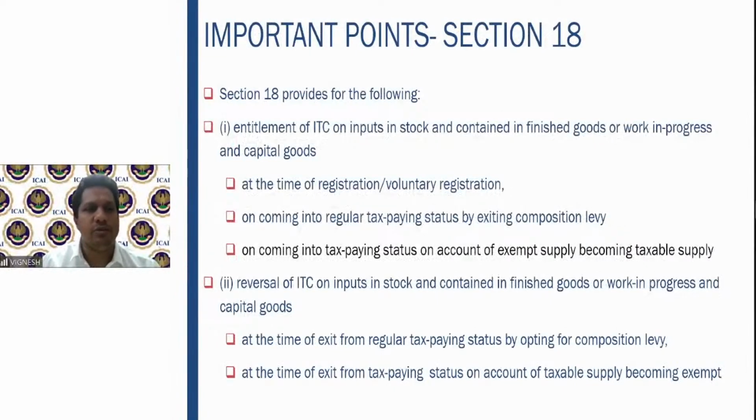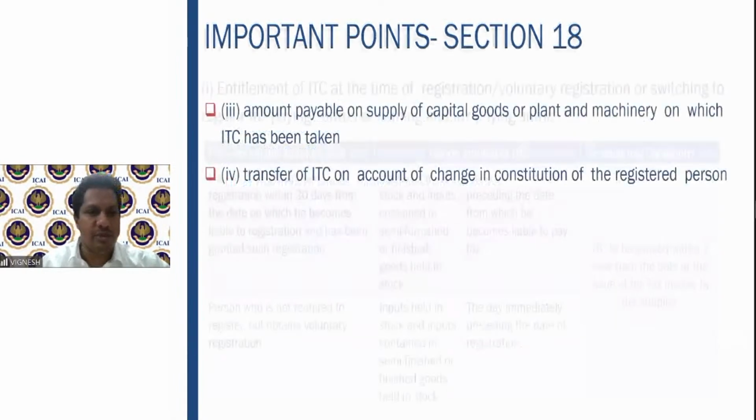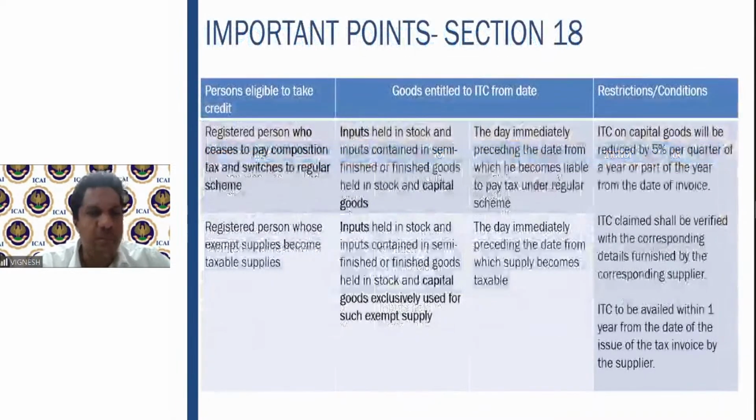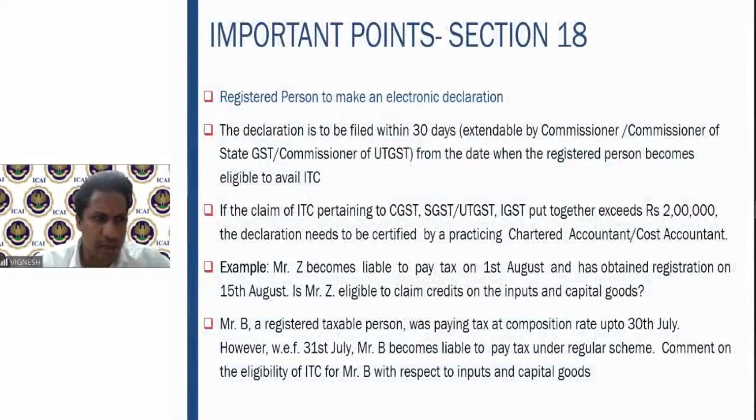So to summarize all this, please revise entitlement of credit. These 3 situations: registration, composition scheme to regular scheme, exempt supply becoming taxable supply. This table is very, very important. Make sure that you understand this clearly. A person who has applied for registration within 30 days from the date on which he becomes liable for registration, and has been granted it, in that particular case, the inputs held in stock and inputs held in semi-finished and finished goods on the day preceding the date when he becomes liable to pay the tax. The ITC one year condition is anyway there. Composition to regular scheme, exempt supplies, all that, I hope it is clear.